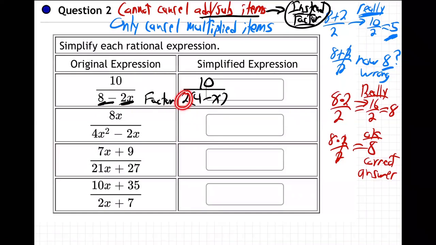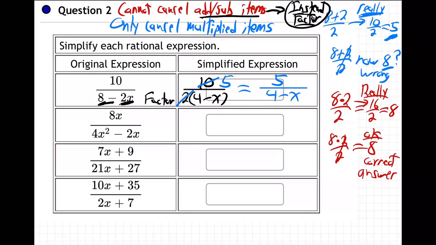Now this 2 is not added, subtracted. It's a multiplied item, and I can cancel it. You get it? Now we can cancel the 2. So now I'm going to go 2 into 10 5 times. So the final answer is 5 over 4 minus x. And you don't need the parentheses on the bottom anymore. It's okay if you put them in. You just don't need them because there's nothing to separate it from anymore. The 2 that was down there is gone.